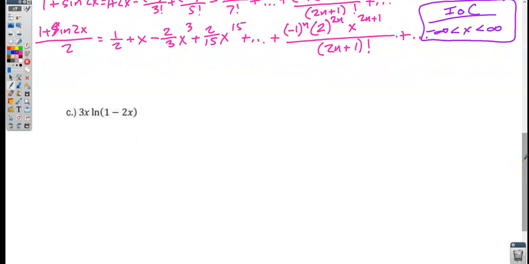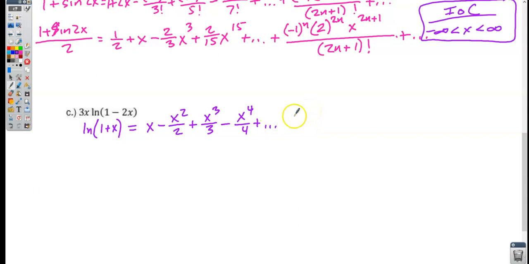So here we go. Example C. We're going to find a Maclaurin series for 3x times the natural logarithm of the quantity 1 minus 2x. And we start with our common series for the natural log of the quantity 1 plus x, which is just equal to x minus x squared over 2 plus x cubed over 3 minus x to the 4th over 4, etc., etc. And my general term is negative 1 to the n minus 1 times x to the n over n. All right, so there's our starting point.